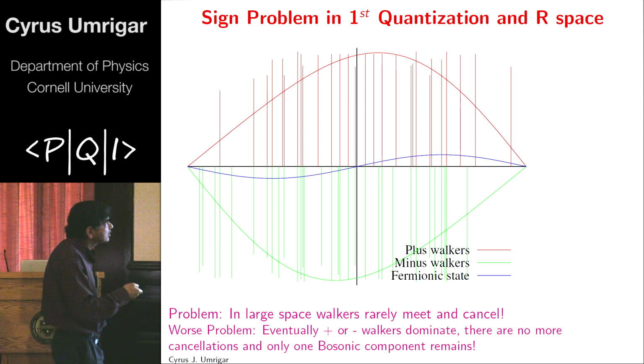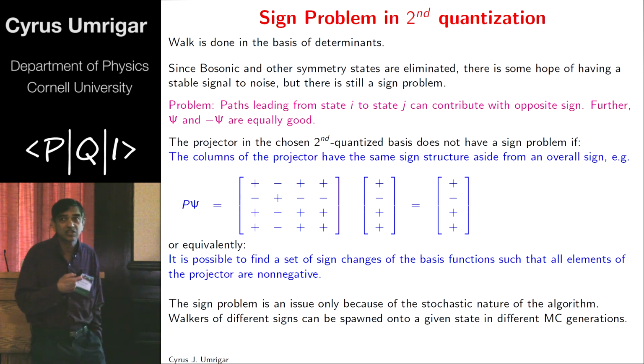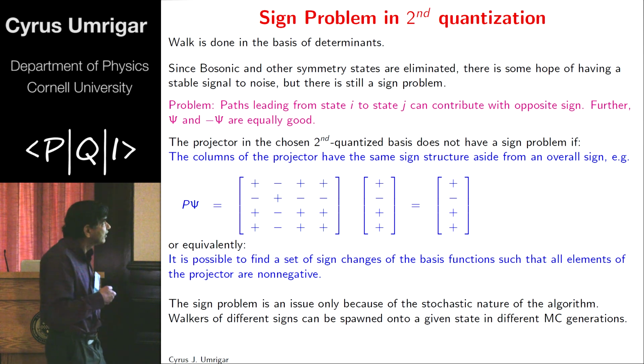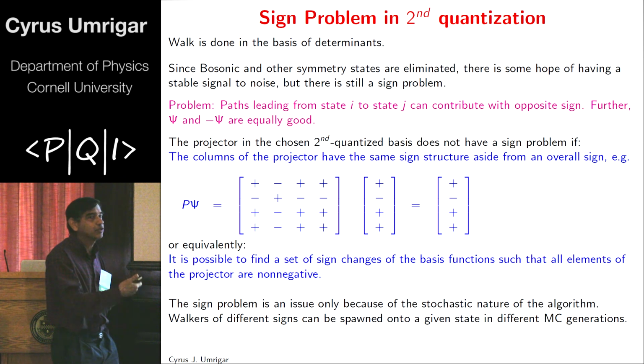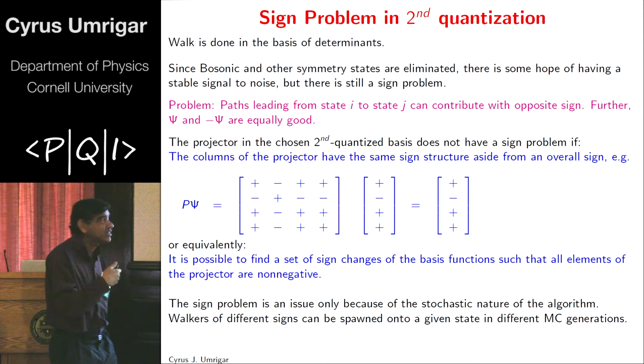Once you realize this, you may think that you can solve the problem by always working in a state space which is antisymmetrized, which is what is done in some of the quantum Monte Carlo methods. However, that does not solve the sign problem. And the reason for that is the following. Different paths going from a state I to a final state J can contribute with opposite sign. And so most of the time that is the case, and you have a sign problem. There are special situations, as Martin mentioned, where the sign problem disappears.